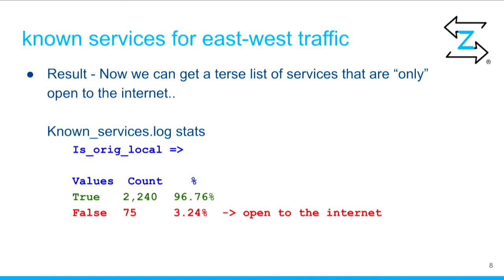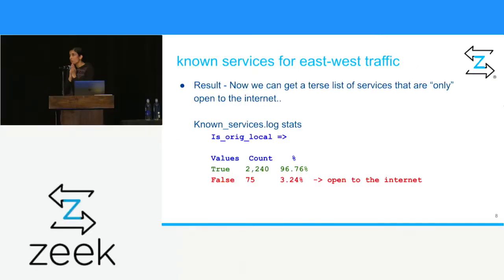So now if somebody comes up to us and says, hey, do you know how many servers are open to the internet, or how many servers are open to the local network? Now we can say, because we have a flag in our known_services.log file, which is origin local. This count is from our production last 7 days worth of data. For 96% of the time, the services recorded in that file are actually local, which is good because we don't have a lot of footprint on the internet.